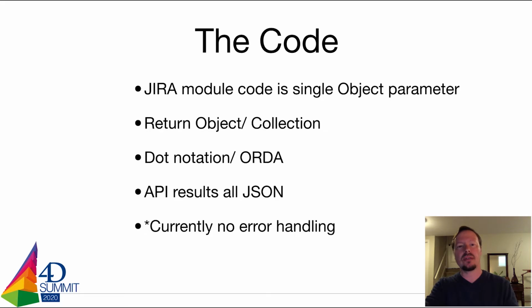The JIRA module that's included within the project is a v18 project. All of the code uses single object parameters, and sometimes it'll return either an object or a collection, whichever one makes sense. If you're getting a list of things, oftentimes a collection is appropriate. It uses dot notation, ORDA. All of the API results that are coming back from JIRA are JSON, which flow right into our native objects and collections. So that's fantastic.